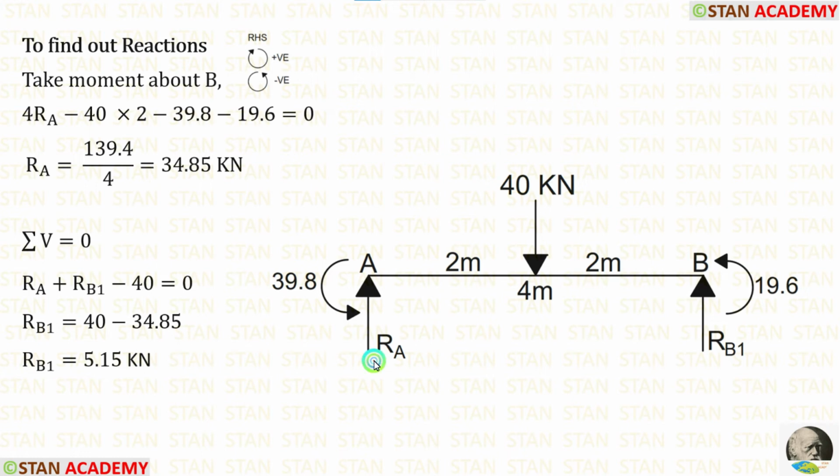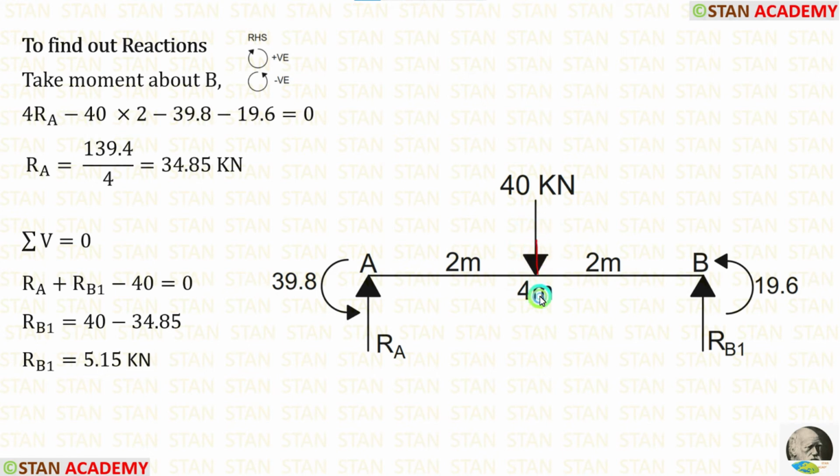First, I am going to find out RA. For that, I am going to take moment about B. In this case, I am moving towards right hand side. Clockwise will be positive and anti-clockwise will be negative. RA is acting towards the point B in the clockwise direction, so it will be positive and the distance is 4 meter, so for RA.